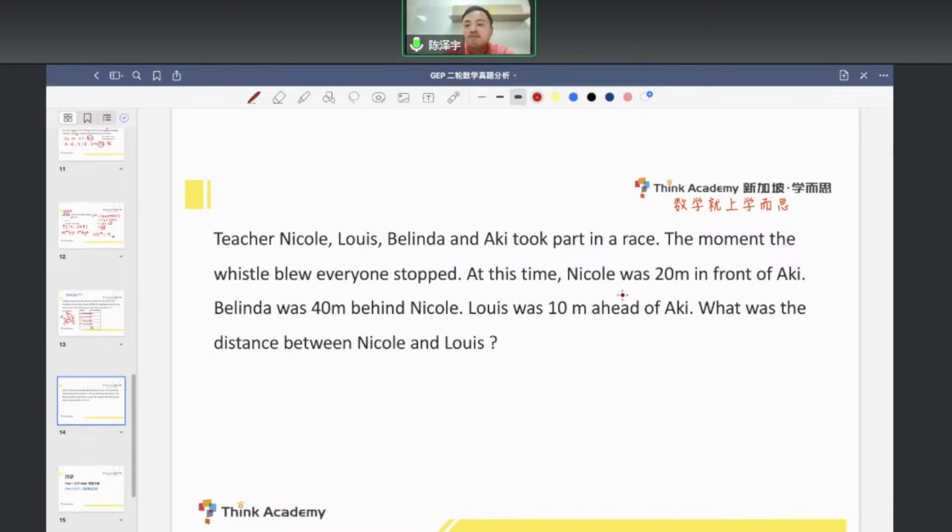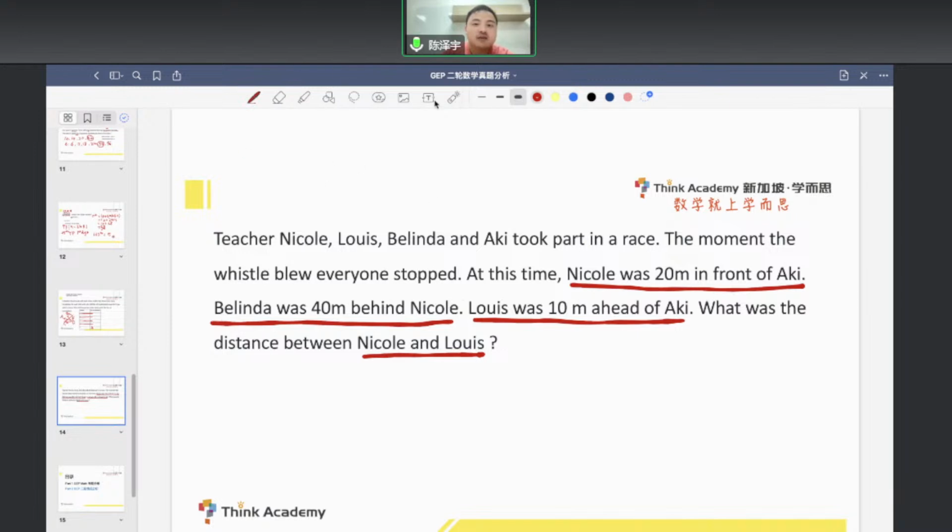At this time, Nico was 20 meters in front of Aki. This is one clue. Then Belinda was 40 meters behind Nico, and Luis was 10 meters ahead of Aki. So what is the distance between Nico and Luis? You can see that they give us 3 clues. However, the names are so confusing. Got Nico, got Aki, got Belinda, got Luis.